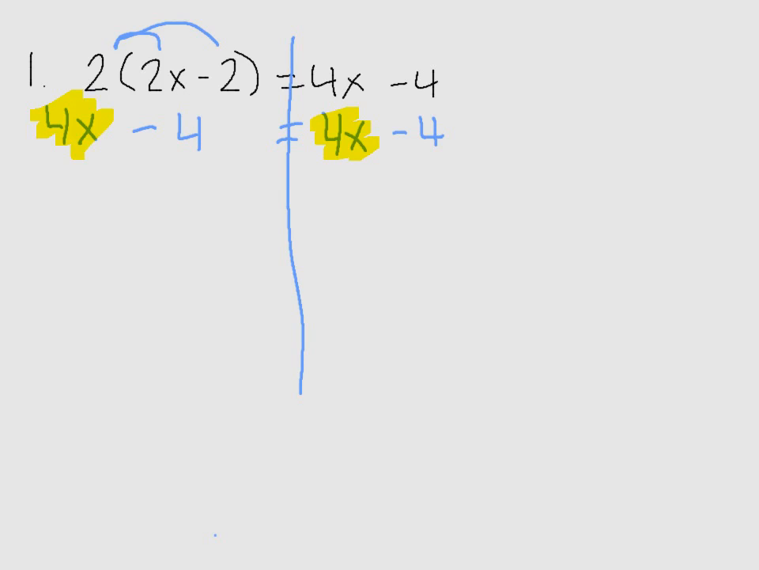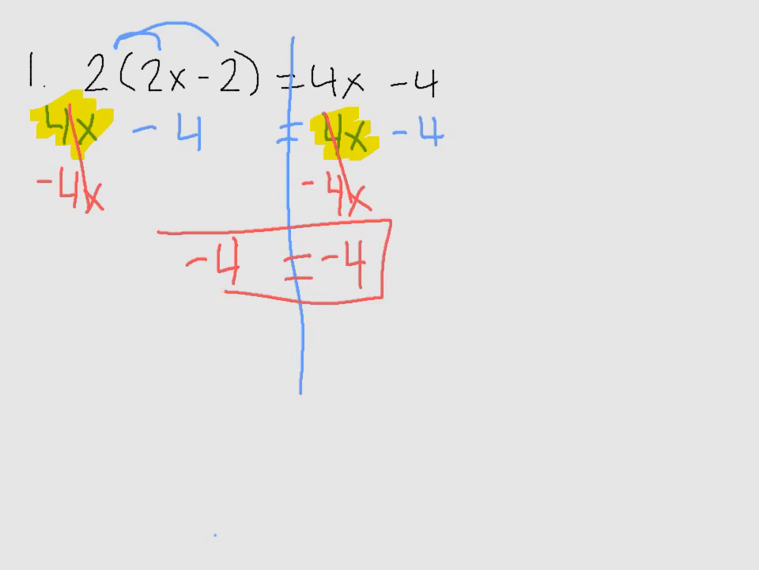I always say use your one on the right and then move it to the left. In front of my 4x it is a positive, so I need to do the inverse, which is minus 4x to both sides. On the right side, my 4x's cancel and I'm left with negative 4. On the left side, my 4x's cancel and I'm left with negative 4. I ask myself, does negative 4 equal negative 4? If I can say yes, then remember, they're equal to each other. This is an infinite solution problem.